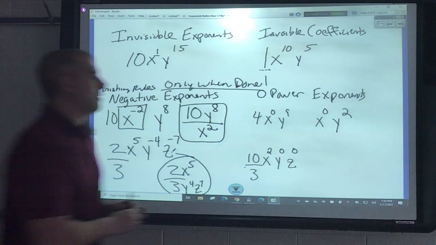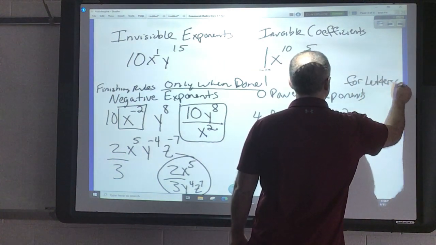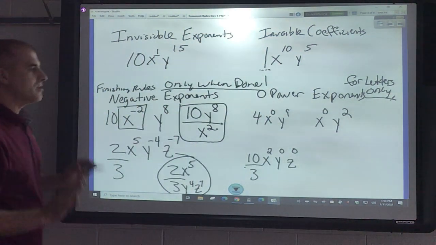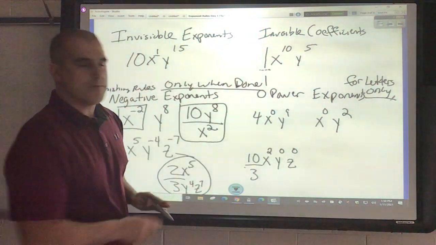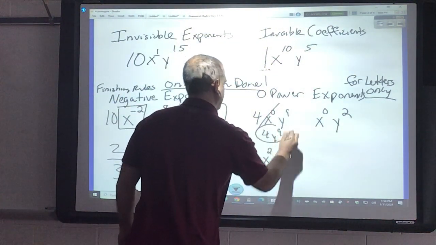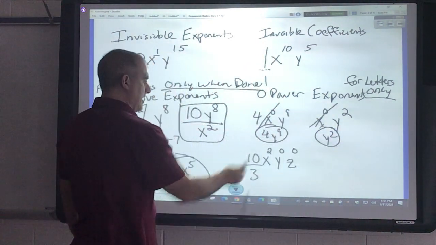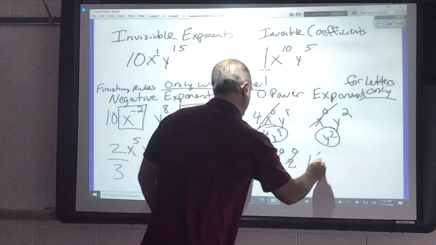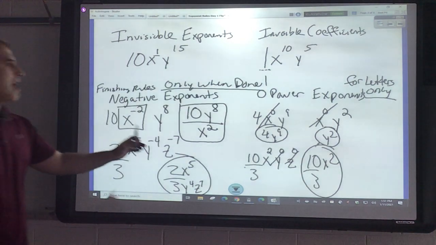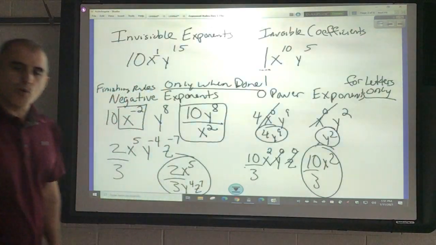Zero power exponent. And this is for letters only. Don't apply this rule for numbers. If you get an x to the 0 or a variable to the 0, that just goes away and you're left with the other parts. Same thing here. This goes away. This right here, both of those would go away. So 10 over 3, just the x squared would be remaining. So basically what happens when you have the 0, just eliminate that letter and continue to work your problem.